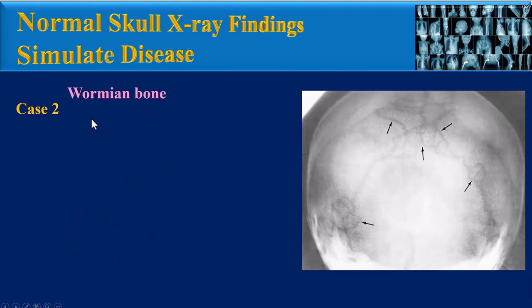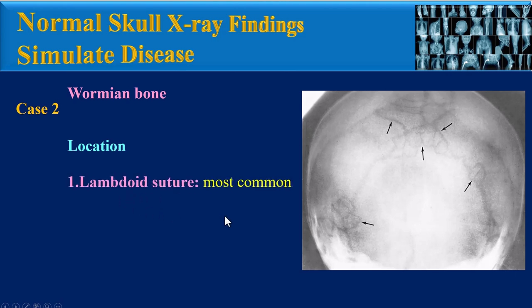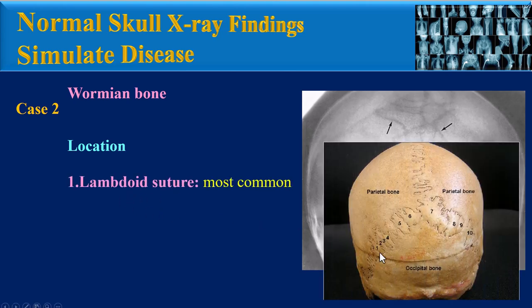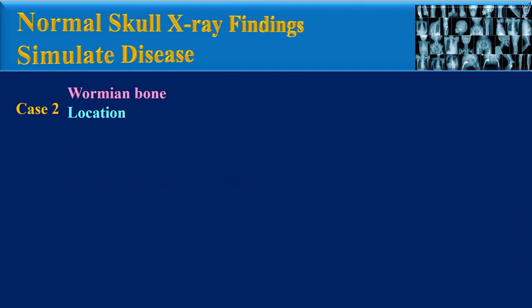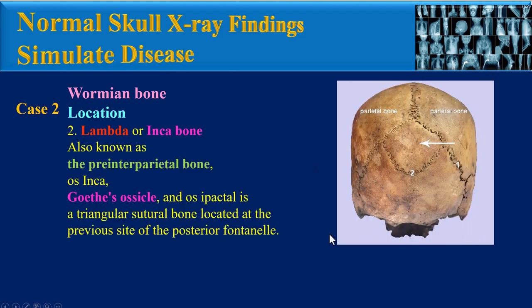We can see Wormian bones in many locations. The most common location is the lambdoid suture, as I explained before. There are some Wormian bones with a specific name. One of them is the lambda or Inca bone, also known as peri-interparietal bone, os Inca, Goethe's ossicle, and os epactal, which is a triangular sutural bone located at the previous site of the posterior fontanelle.